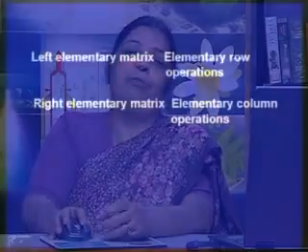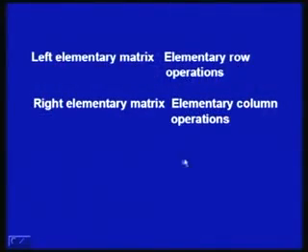Elementary column operations are the same operations, but they are applied to columns. The operations are: two columns are interchanged, one column is multiplied by a constant, or, the third type, one column is multiplied by a constant and added into another column. So, we will have three types of elementary column operations, and these are again equivalent to the column operations applied on the identity matrix.